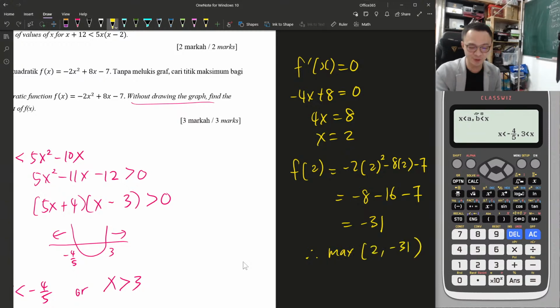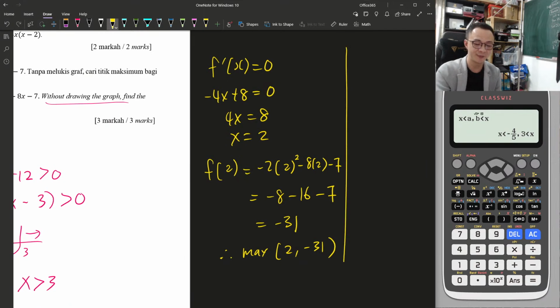Alright, this one is using the differentiation method, which is where we make dy/dx equal to 0 to find our stationary point. Now I use the completing a square method.